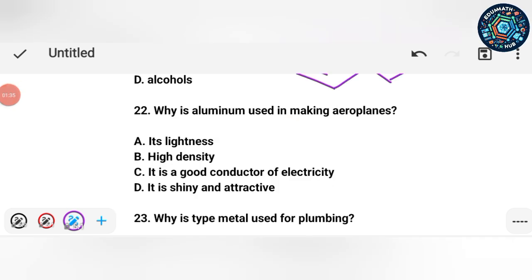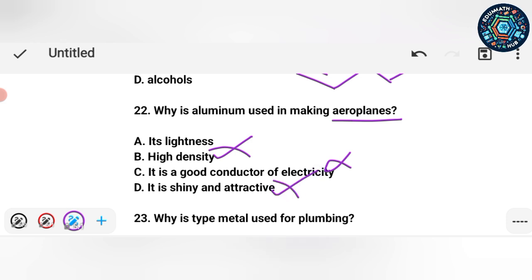Why is aluminium used in making aeroplanes? It has a very unique property. It is lightweight and it is very, very strong. Despite the fact that it has a very small density, it is strong and it can help the aeroplane to fly easily. It can also help the aeroplane to minimize the cost of fuel usage. So you notice that high density is not required, because if the plane is very heavy or made of a material of very high density, the plane will not fly easily. Being a good conductor of electricity, option C, is not really required. Then shiny and attractive. It's not compulsory for a plane to be shiny and attractive.